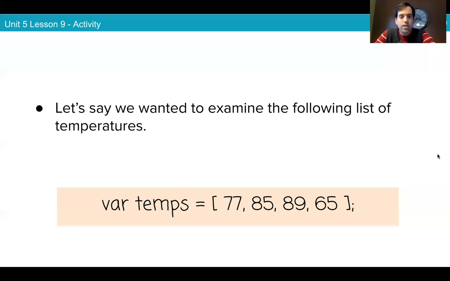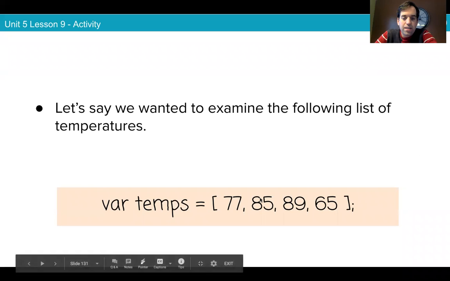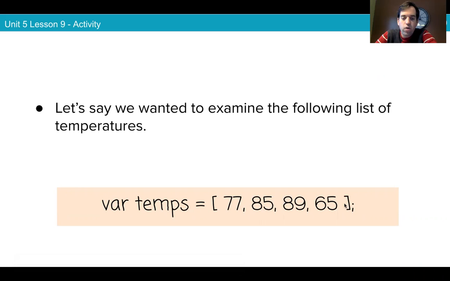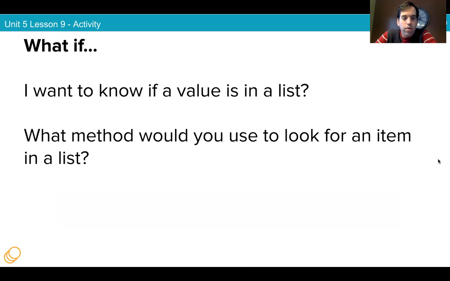So let's say that we wanted to examine the following list of temperatures. We've got a pretty basic list here. I set it up as a variable temps and it has 1, 2, 3, 4 different items in the list, right? These will have an index of 0, 1, 2, and 3. What if I want to know if a value is in the list? If you were just going to look at the list, what method would you use to look for an item in a list?